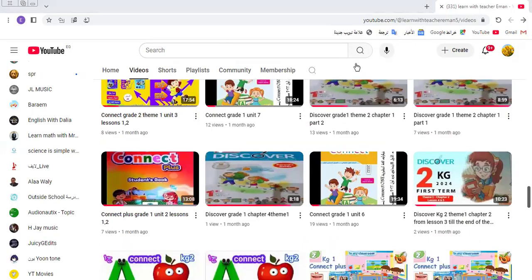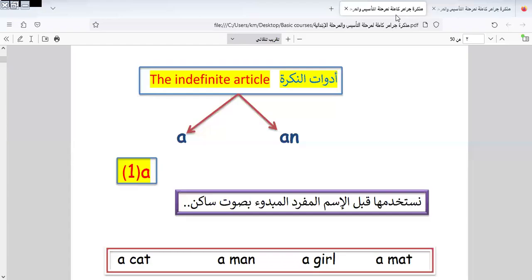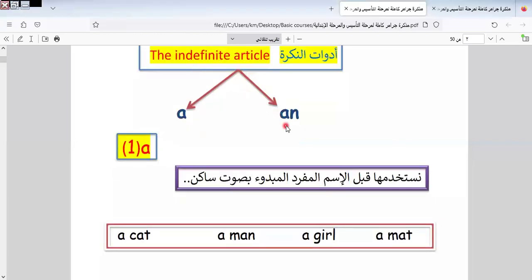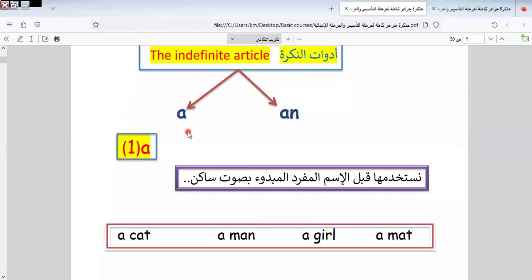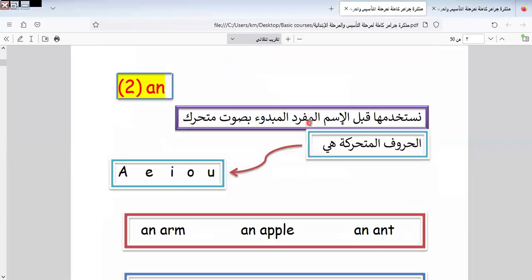Let's go to our lesson today. In the last video, we talked about the indefinite articles a and an, and we know when we use a and when we use an. We know that a is used with consonant sounds and an with vowel sounds.